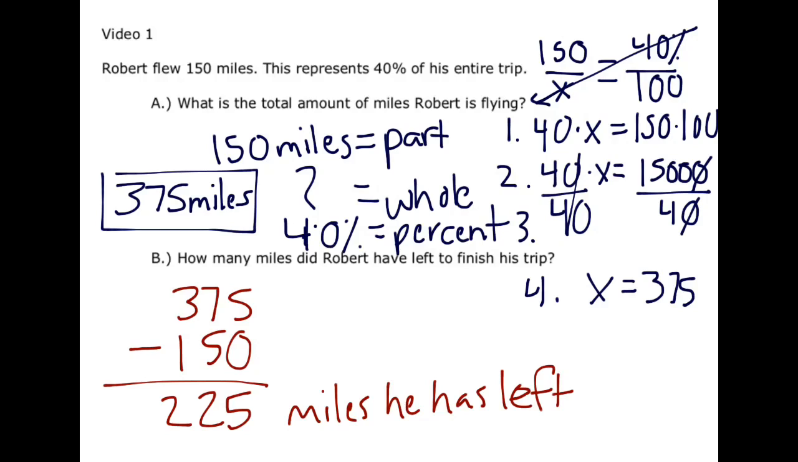So he flew 150, which is 40% of his entire trip. If he flies another 225 miles, he'll be at his total amount, which is 375.